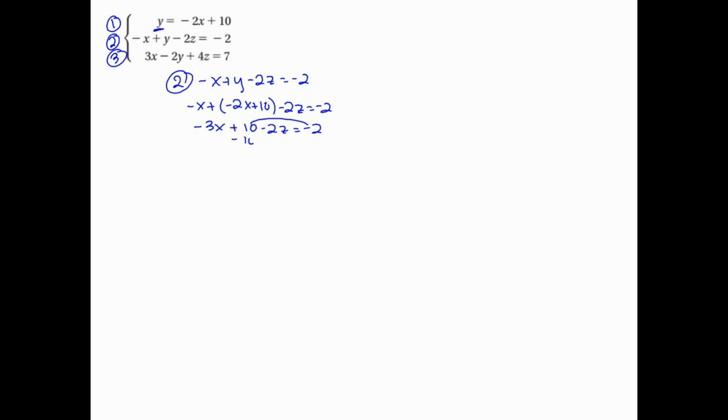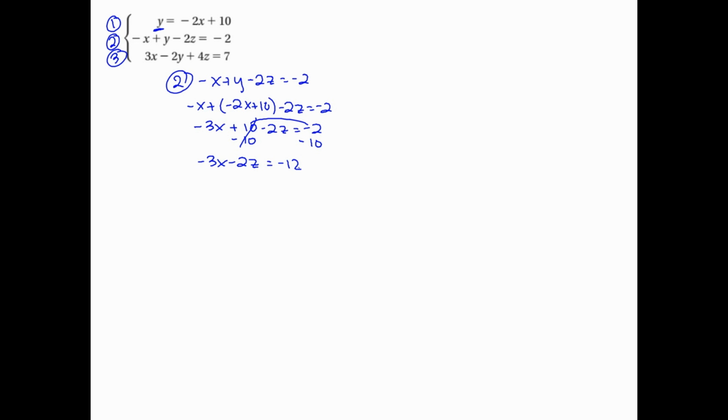I'm going to start by putting in my first, my second, and my third equation. I'm going to take my second equation: negative x plus y minus 2z equals negative 2. I'm going to plug in my first one into the y because I know what y is. So negative x plus negative 2x plus 10 minus 2z equals negative 2. Now I want to combine my like terms. So negative 3x plus 10 minus 2z equals negative 2. I'm going to bring this 10 over by subtracting 10 on both sides. So that cancels out, and negative 3x minus 2z equals negative 12.